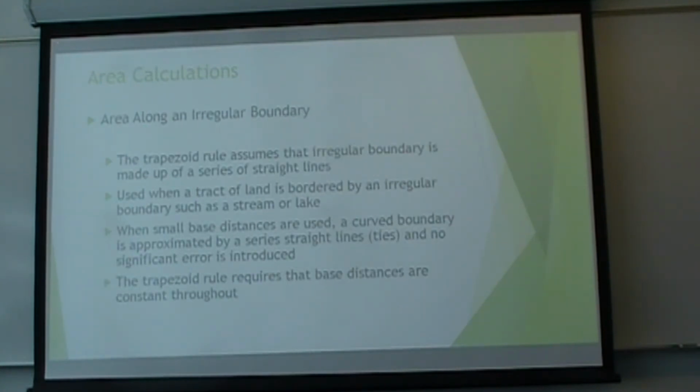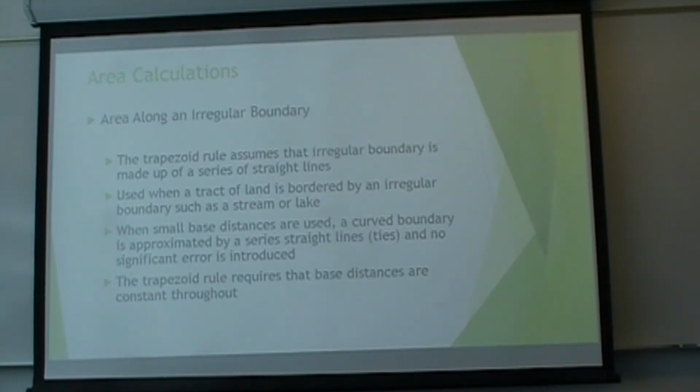So what we do is the trapezoid rule assumes that your irregular boundary is going to be made up of a series of straight lines. So we're approximating that irregular boundary. If the distance is small enough between the trapezoids, then it approximates it much better. So there's kind of a point of diminishing return if you were doing this in the real world, but that's kind of how you could do it.